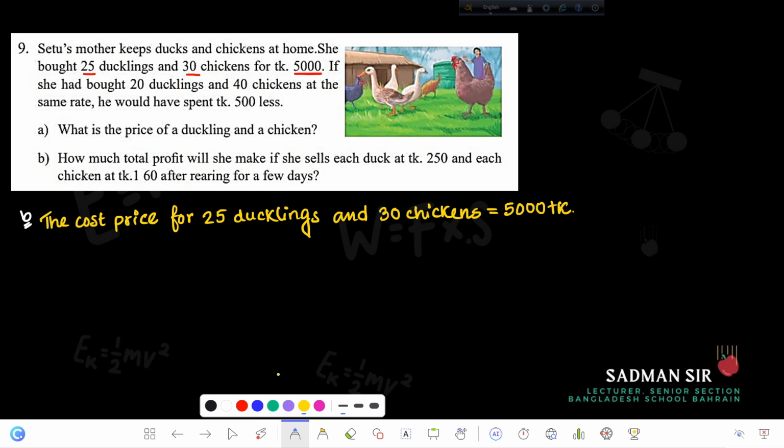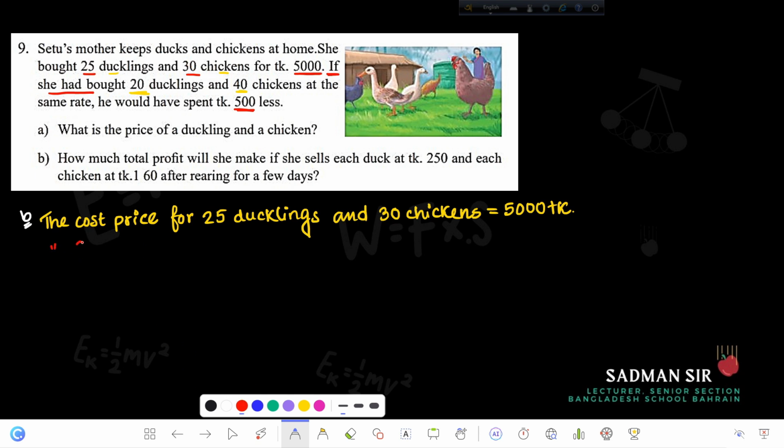Now we have to do the calculation here. There might be one confusion. Let me clear it, that we have to do the calculation for 25 duckling and 30 chicken. Some of you might think that we have to add the 20 ducklings that they talked about later and 40 chickens also. But it is not the case, because here they mentioned that if she had bought, that means she did not buy this. This is just a condition that if she had bought this amount, then she would have paid 500 less. What she actually bought is 25 duckling and 30 chicken. So we have to do the calculation for 25 duckling and 30 chicken only.